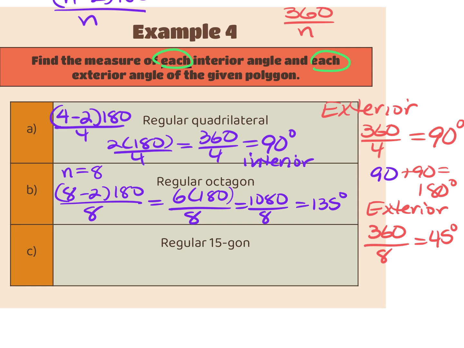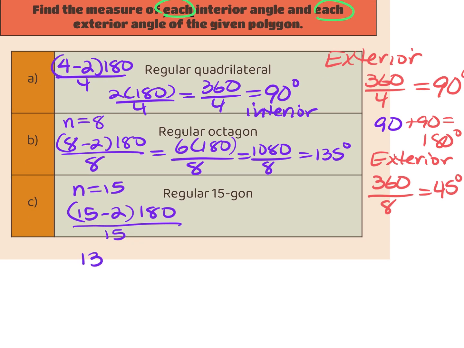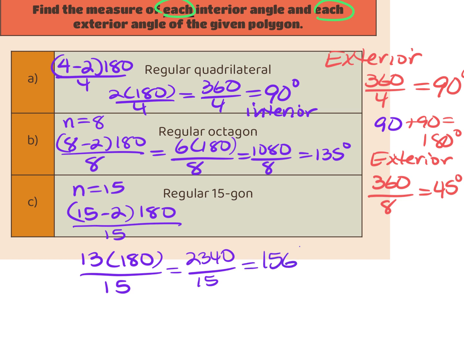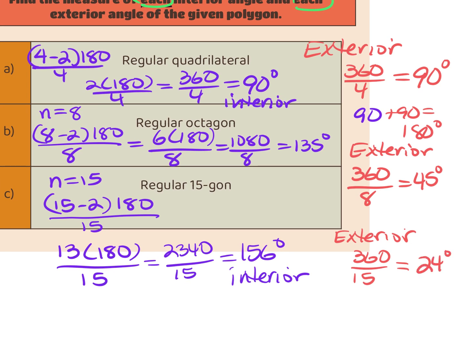For the 15-gon, your n value is 15. 15 minus 2, it's always minus 2, times 180. And then divide by the number of sides, which is 15. So 15 minus 2 is 13. 13 times 180 divided by 15 gives me 2,340 divided by 15, and the interior angle is 156 degrees. My exterior angle, I take 360, divide it by 15, and that gives me 24 degrees. And again, you can check it by adding the 156 plus the 24. If you're not getting 180, you've done something wrong.